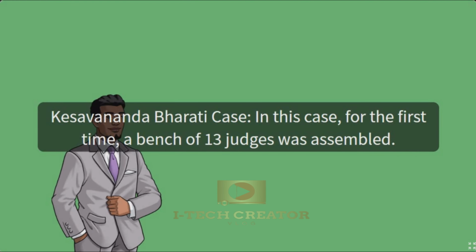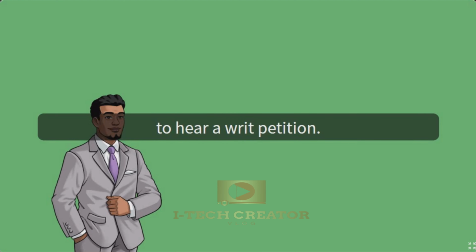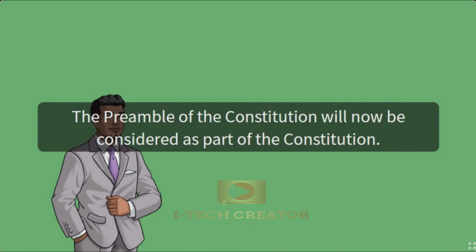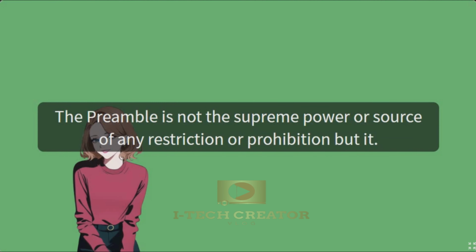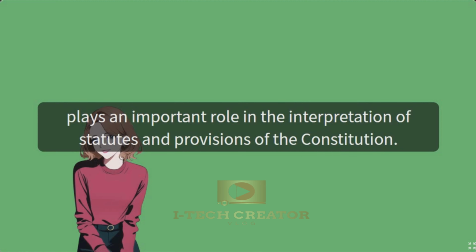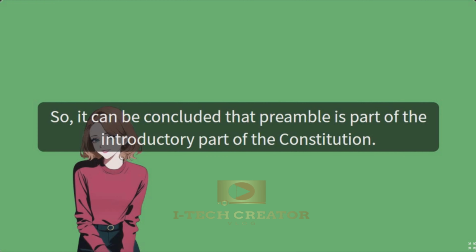Kesavananda Bharati case. In this case, for the first time, a bench of 13 judges was assembled to hear a writ petition. The court held that the Preamble of the Constitution is to be considered part of the Constitution. The Preamble is not the supreme power or source of any restriction or prohibition, but it plays an important role in the interpretation of statutes and provisions of the Constitution. So, it can be concluded that the Preamble is part of the introductory part of the Constitution.